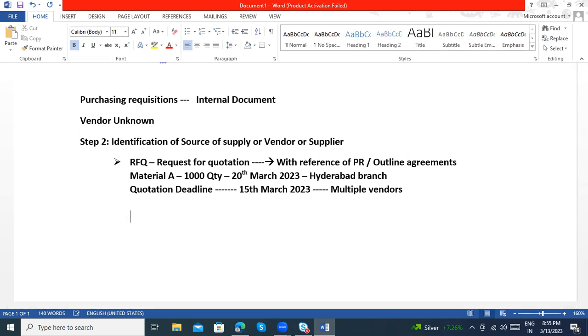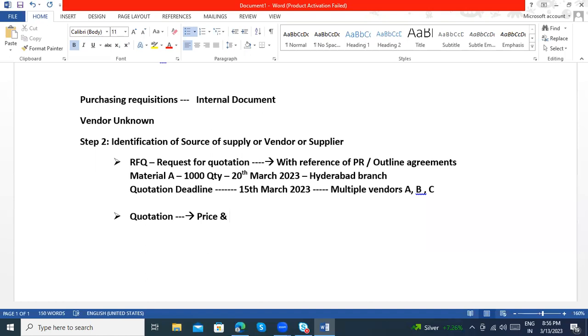Okay, so let's assume that the deadline is reached on 15th. Multiple vendors like A, B and C, to whom we sent the same RFQ. Now I got the quotations. So what information is there in the quotation? The vendor will mention how much price he can supply for the company. So the price information will be there.